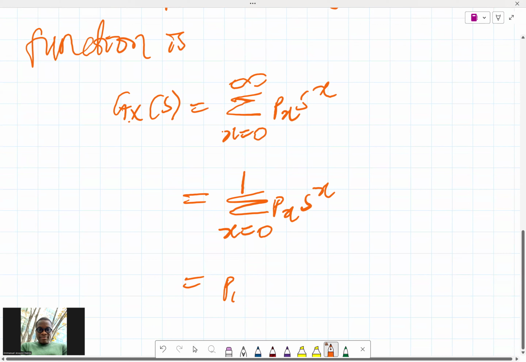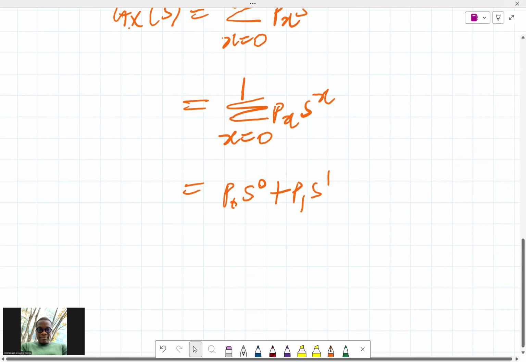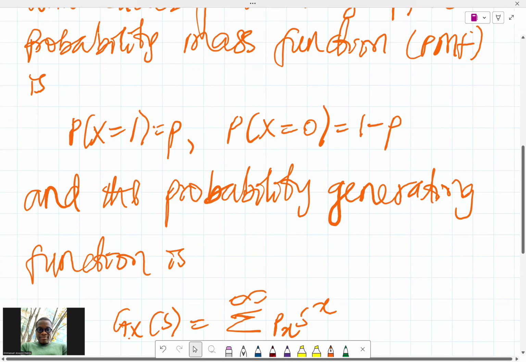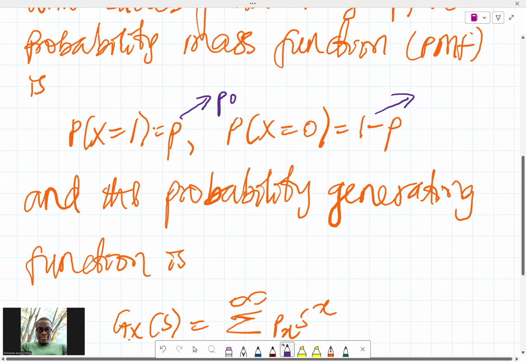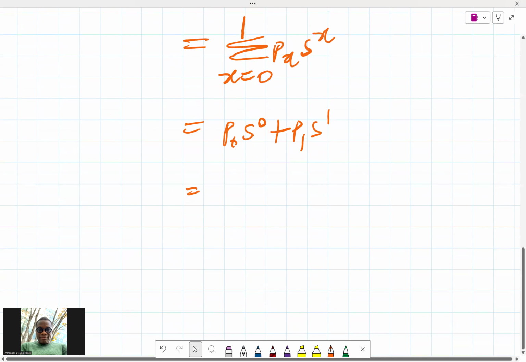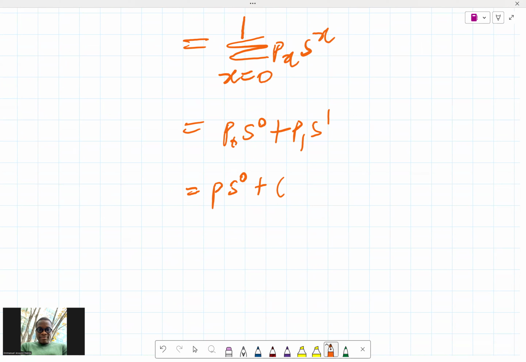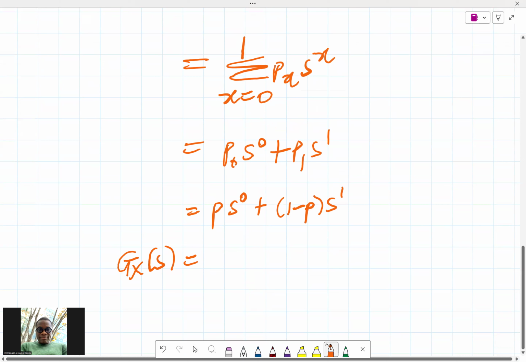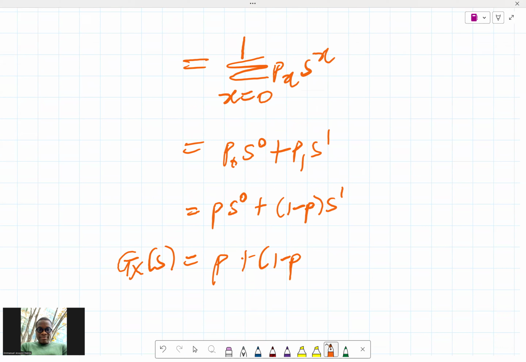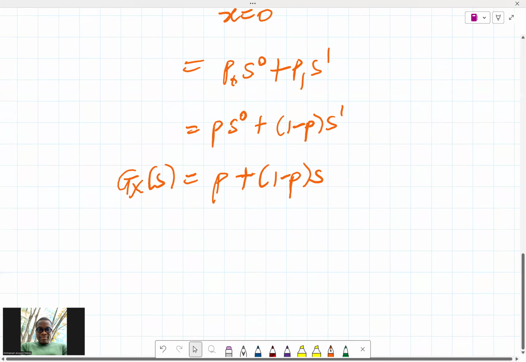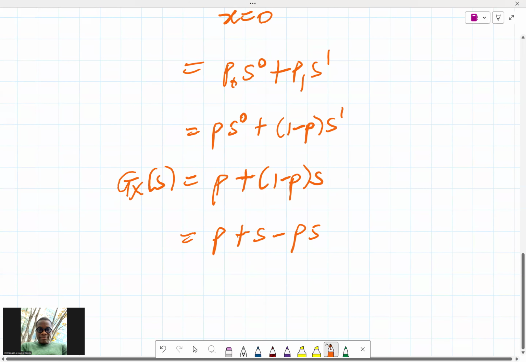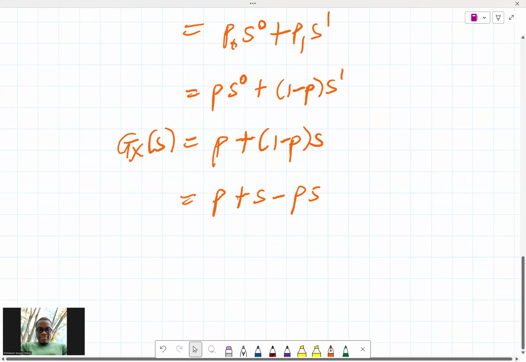So that means we have p_0 s^0 plus p_1 s^1. Initially I took p_0 to be p, and the other, p_1, to be 1 minus p, so that G_X(s) is p plus (1 minus p)s, which can be opened up as p plus s minus ps.